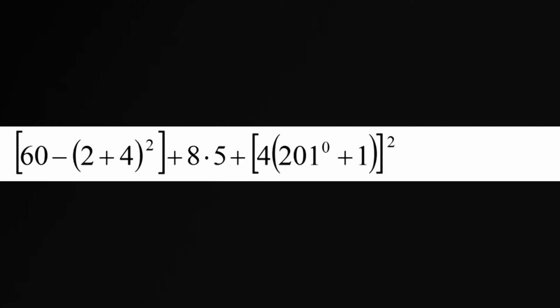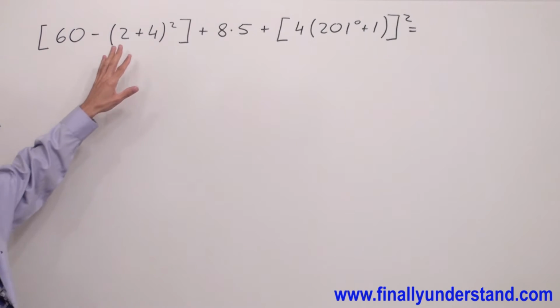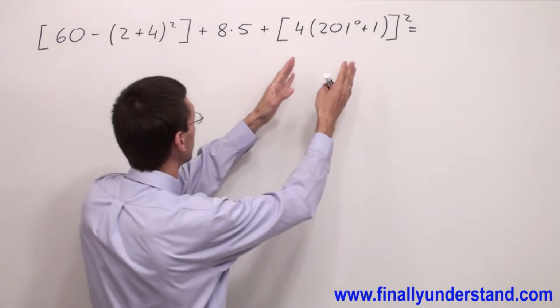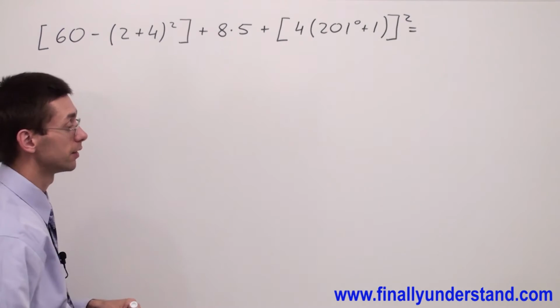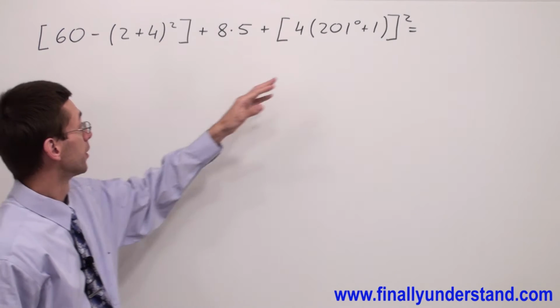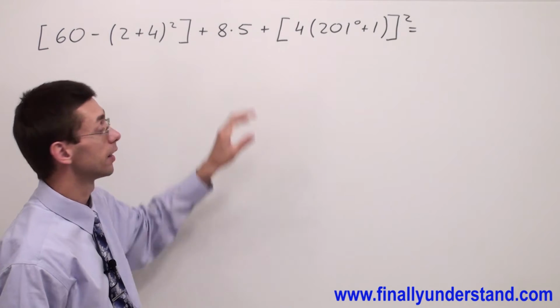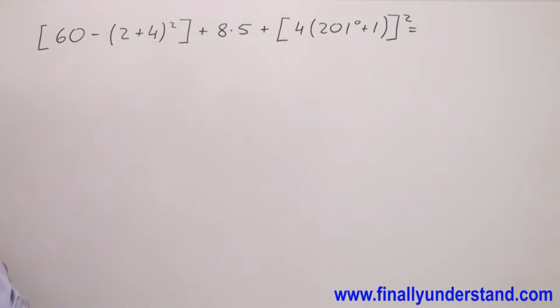Let's take a look at this example. As you can see, we're supposed to perform the operation inside of the parentheses first, the inner parentheses, and after that inside of the brackets, and at the end we're supposed to perform the power and multiplication and additions. So, let's take a look at what we're supposed to do first.